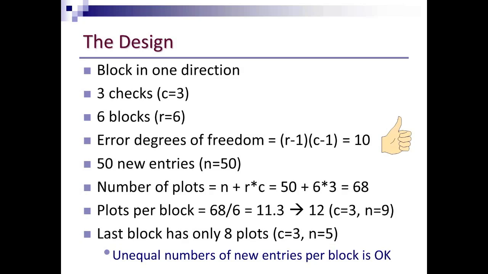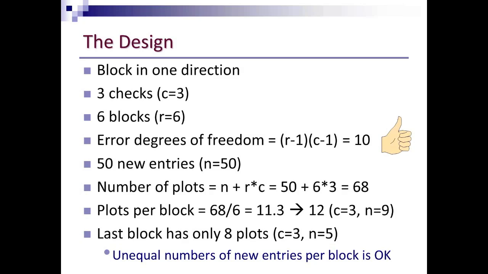So as I said, we decided to block in one direction. We had these 3 checks, and so we chose to use 6 blocks. We played around a little bit and realized that would give us error degrees of freedom of 10, which is pretty much the minimum that you need to be able to detect differences unless you have a very highly heritable trait. We had the 50 new entries, so the total number of plots, including the replicated checks and the new entries, was 68.